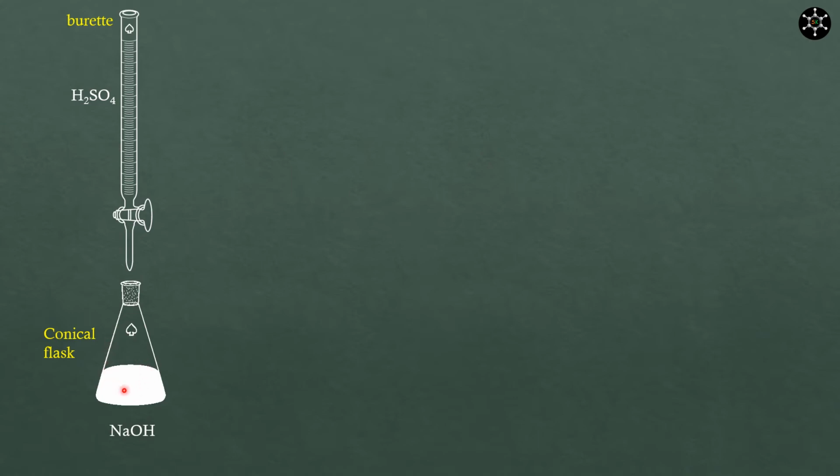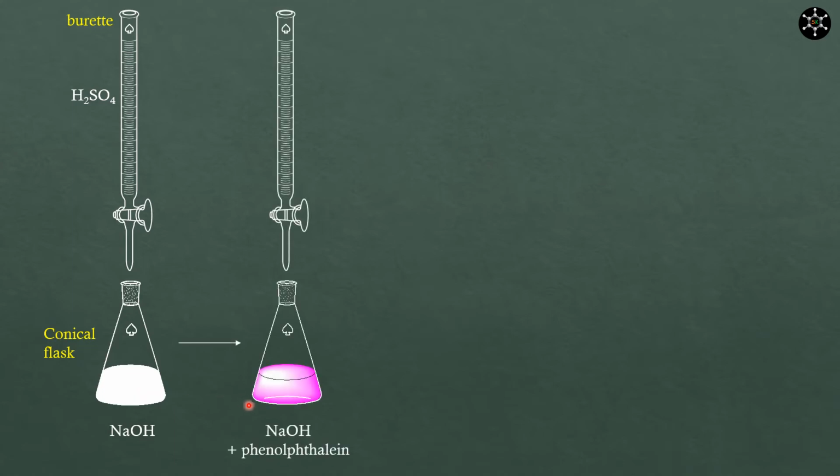To this conical flask, when we add a few drops of phenolphthalein indicator, since sodium hydroxide is basic in nature, the solution in the conical flask turns pink. We slowly start to add sulfuric acid from the burette dropwise to the conical flask, and we keep stirring the conical flask. As and when sulfuric acid is added to the conical flask, sodium hydroxide present in the conical flask reacts with sulfuric acid in this manner, forming sodium sulfate salt and water.